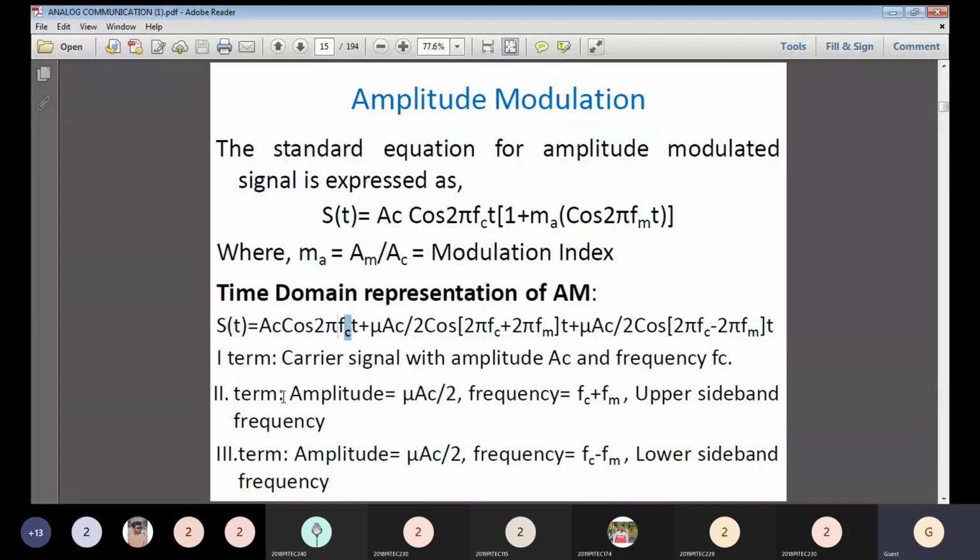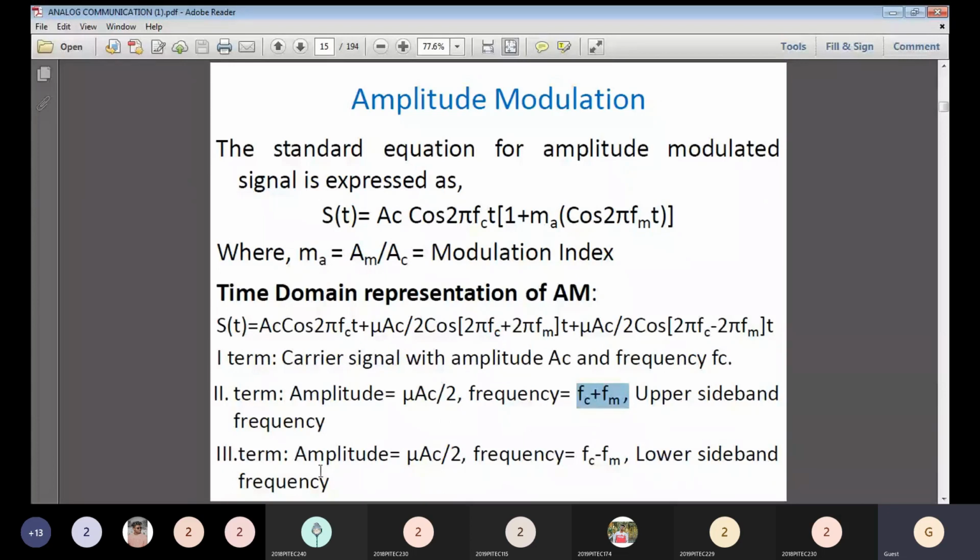Now the second term. In the second term, we have mu. Mu means modulation index, and in the modulation index we have the term AM. So the amplitude of the message signal is included in the second term. Next, see the frequency: the frequency is equal to Fc plus Fm. Fc is the carrier frequency and Fm is the message frequency, so the message frequency is also included.